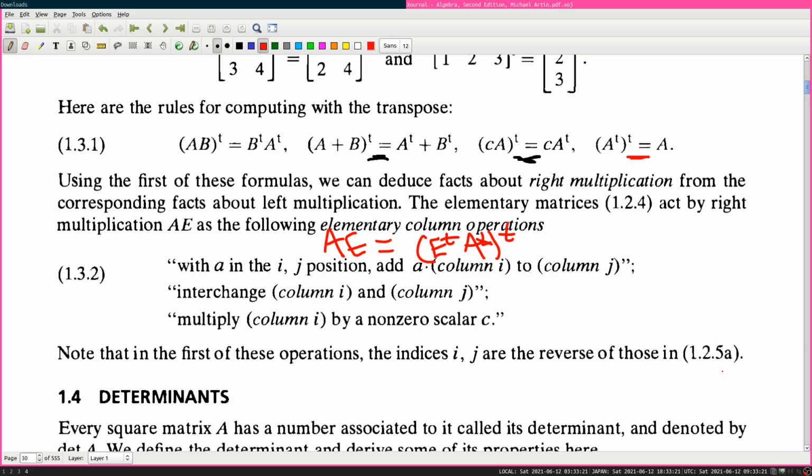Section 1.4 is going to take me a while. It's about determinants, and I have a really cool diversion that I want to talk about, and that's going to take a while to flesh out. All right. I'll see you then.